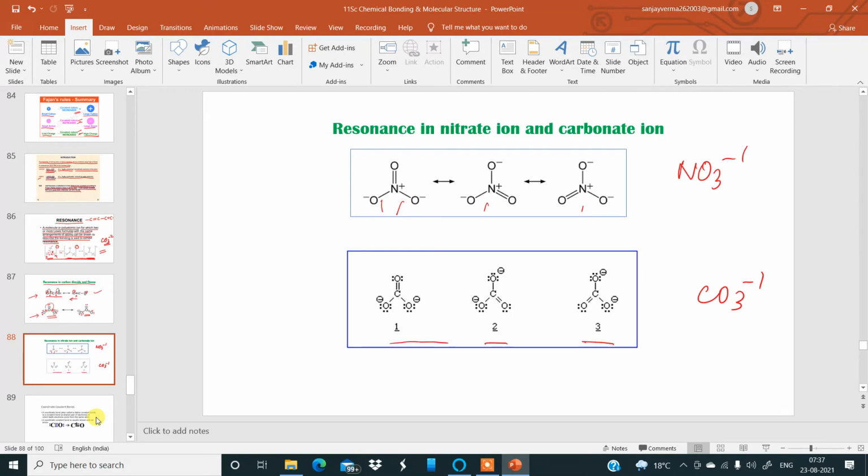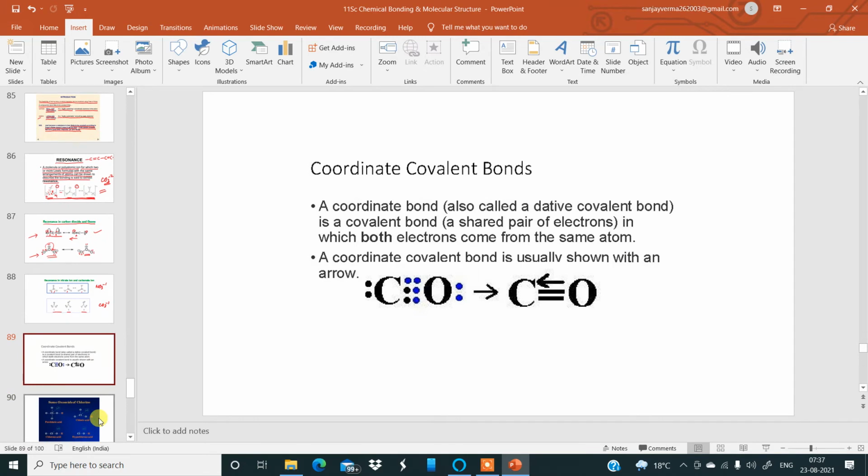Now, moving to the next subtopic in this chapter, which is called coordinate covalent bonds. We have learned or heard about coordinate covalent bonds in class 10 as well. They are also known as dative bonds, or dative covalent bonds. It is a covalent bond in which both electrons come from the same atom. This is the definition which you have learned.